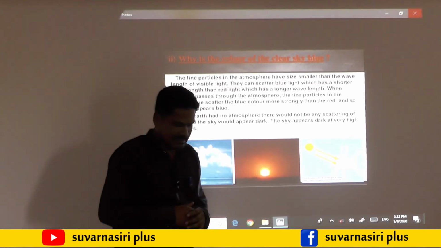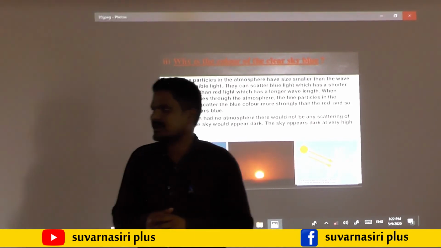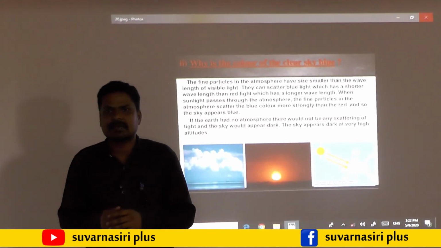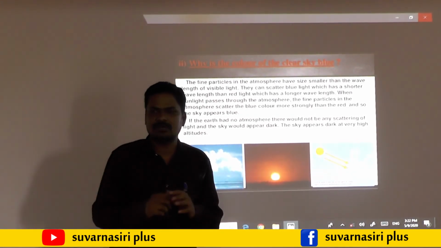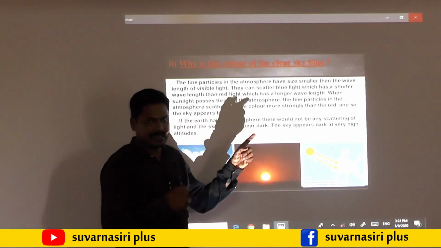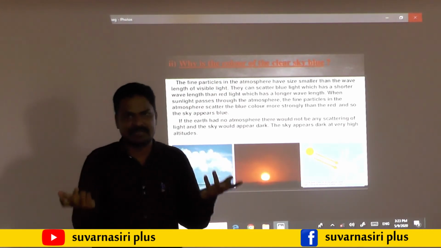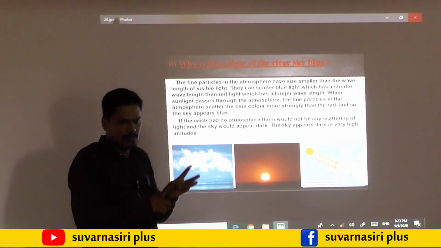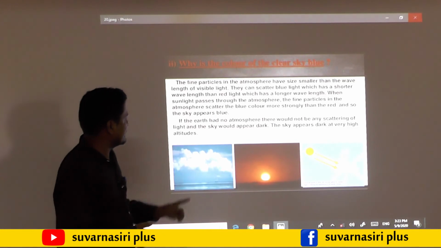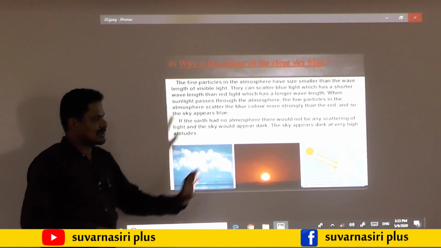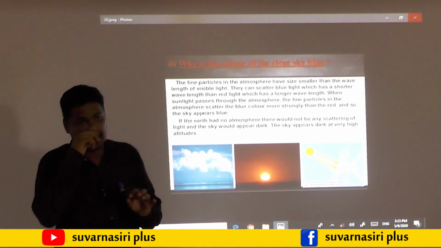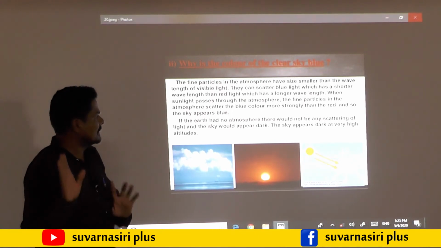Here is one important question: astronauts. The sky appears dark to the astronauts because there is no atmosphere. If the atmosphere is present, the particles scatter different colors, and due to that we get blue, red and so on. That is why the sky appears dark at very high altitudes. Astronauts see space as very dark because there is no atmosphere. This is the thing we have to remember.